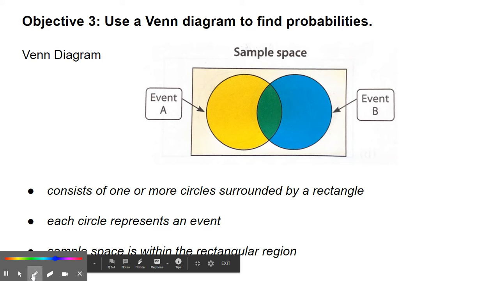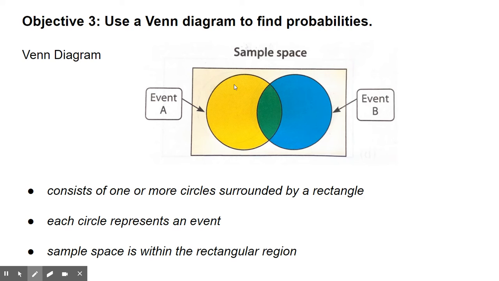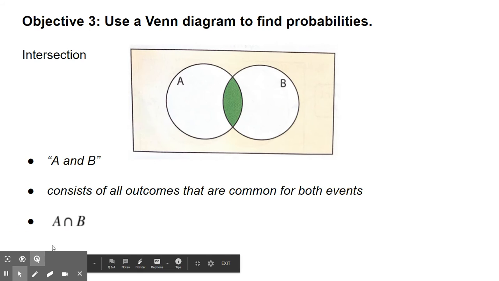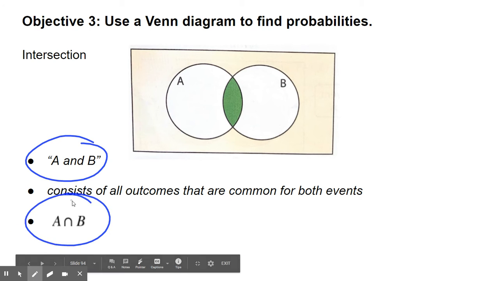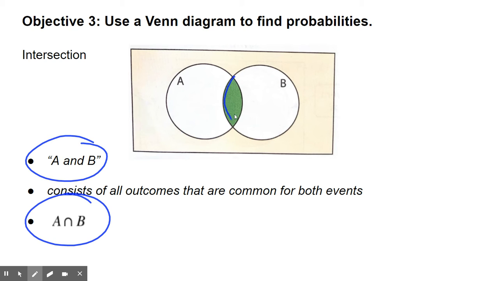Okay, so some Venn diagrams. When you look here, the rectangle is the entire sample space. The two events are each circle. Event A is this yellow circle, event B is the blue circle, and then the outcomes they have in common are the green overlapping region. So this is your A and B. Remember, it's the upside down U. And again, that's what they have in common. So there's your A and B section, the overlap.